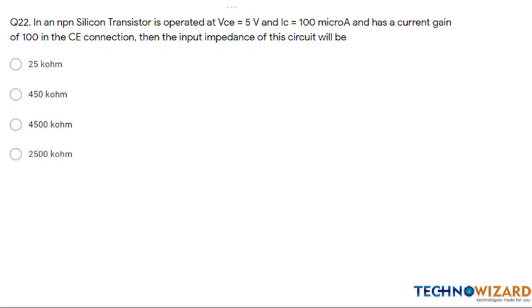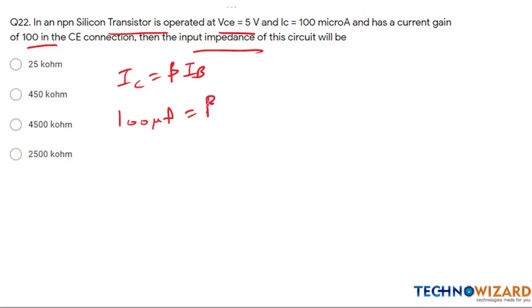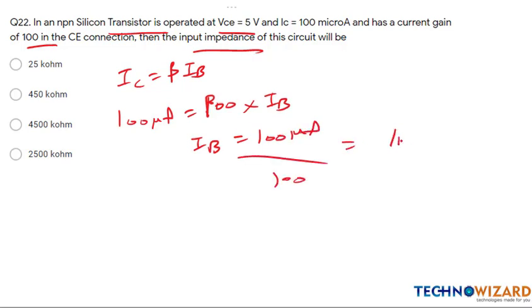Now, question number 22. An NPN transistor is operated at VCE equal to 5 volt, and IC is equal to 100 microampere. Now, you have to find the input impedance, and beta is given as 100. We know that IC is equal to beta times IB. IC is 100 microampere, beta is 100, and IB we have to find. Therefore, IB is equal to 100 microampere upon 100, which is equal to 1 microampere.